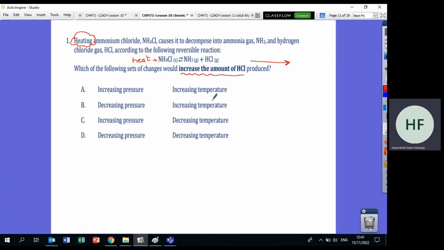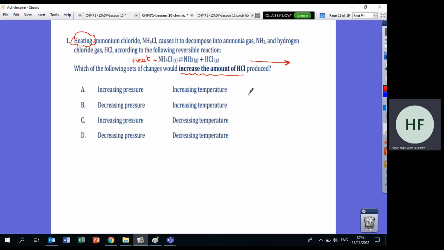Okay. Then I want to know what should I do with the temperature and what should I do with the pressure. Now, if I want the reaction to move forward, what do I do with the temperature? Increase or decrease? Of course I want to give to my uncle, means I should have extra, so I should increase the temperature. So the choice is either A or B.